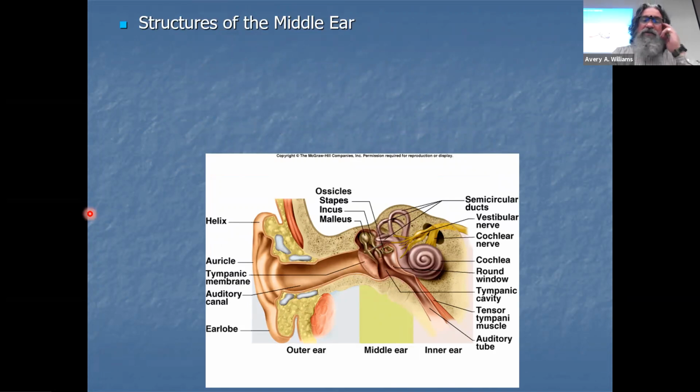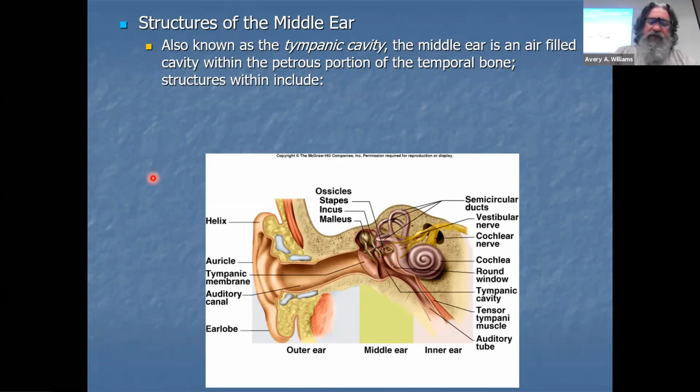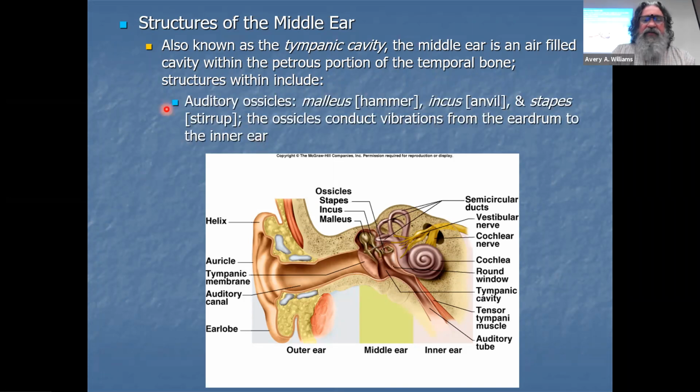So now, structures of the middle ear. The middle ear, like I said, is also known as the tympanic cavity. The middle ear is air-filled. It's an air-filled cavity within the petrous portion of the temporal bone. So there's no fluid in here. There's not supposed to be. If there is, then there's a problem. So there's just air.